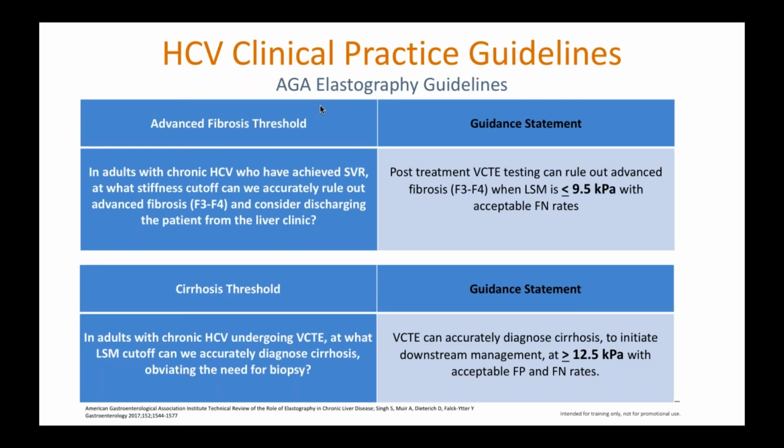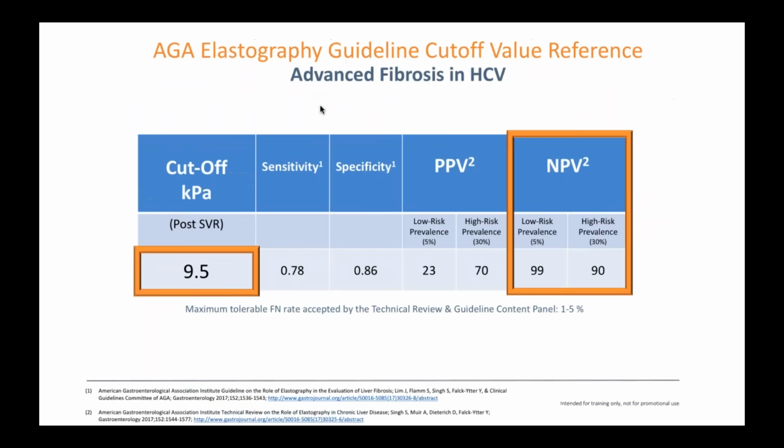They also issued guidance statements on what should be used as a VCTE threshold for advanced fibrosis and for cirrhosis, and the associated accuracy values. Here you see the advanced fibrosis threshold value that was issued, and this is in a nice table form that you can reference.